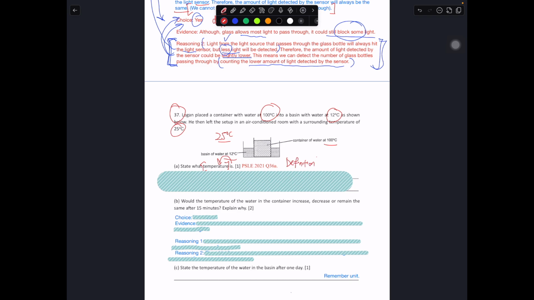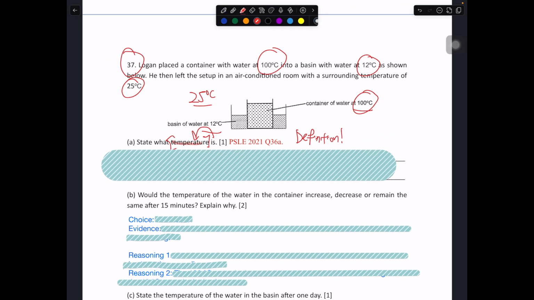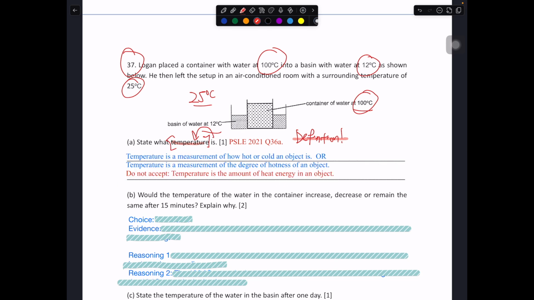Definition. I came across some students who will tell me the temperature is 100. No, they are not asking you the temperature of the item. They are really asking you what the word temperature means. Temperature is a measurement of how hot or cold an object is, or degrees of hotness. The answer that cannot be accepted is that temperature is a measurement of heat in an object. No, this one cannot be the answer.